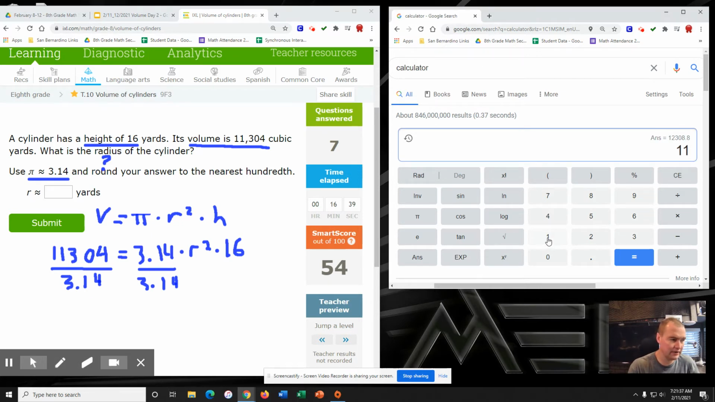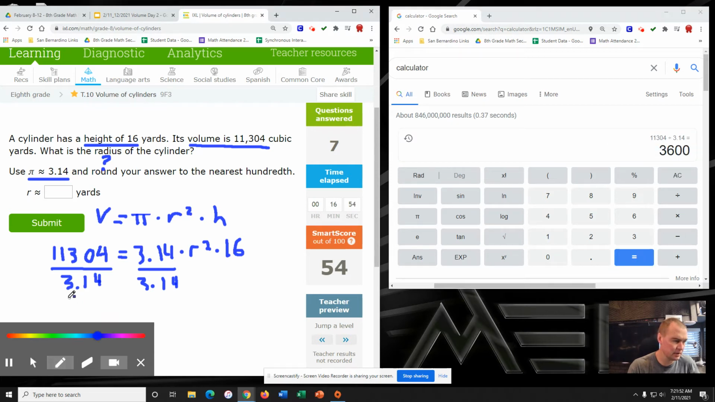All right, so 11,304. Oops, got to get that 0 in there. 4, there we go. Divide pi, 3.14. It's 3,600. That's going to make this problem a lot nicer. So we got 3,600 equals, pi's out, thank goodness. Okay, equals r squared times 16.